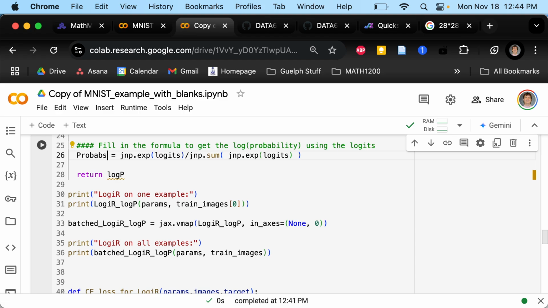Here's the thing. It turns out, in the next part of the function, we don't actually need the probabilities. We need the log of the probabilities. So we're not actually going to use the probabilities directly. We're going to calculate their log.